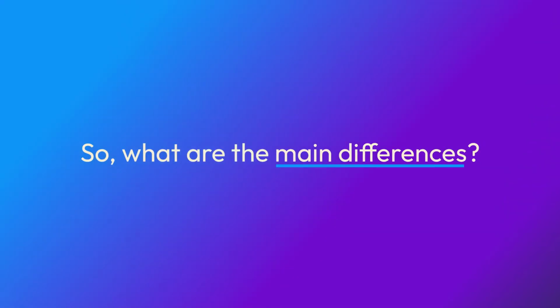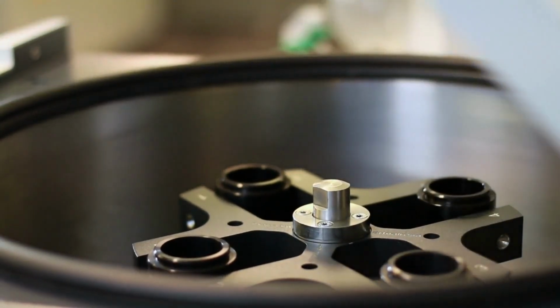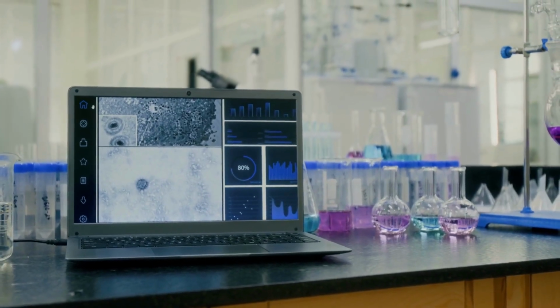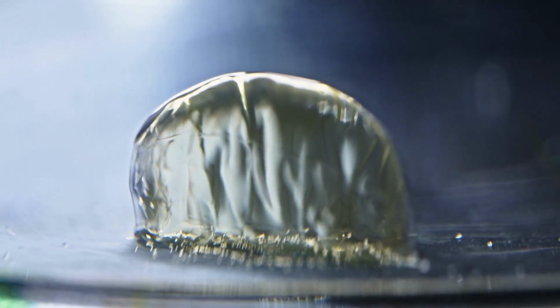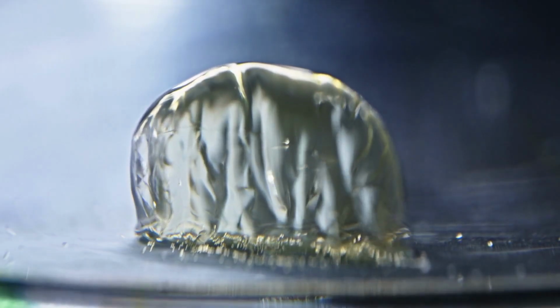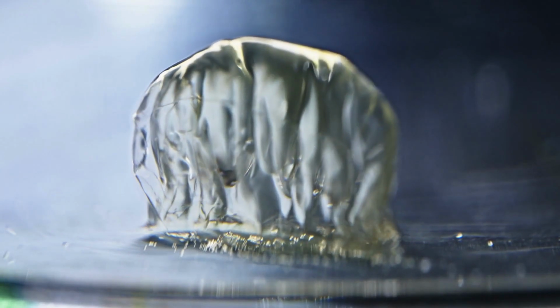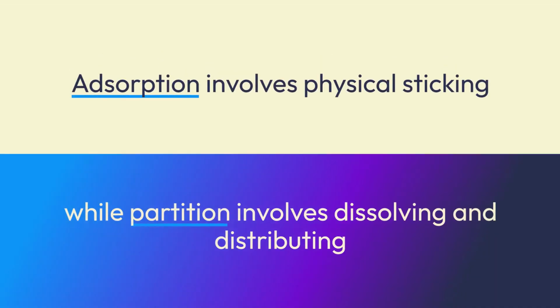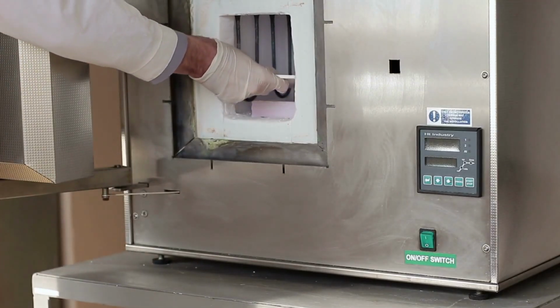So, what are the main differences? In adsorption chromatography, the stationary phase is a solid, and separation relies on surface adsorption. Molecules stick to the surface. In partition chromatography, the stationary phase is a liquid, often coated on a solid, and separation relies on the differing solubilities of compounds between two liquid phases. Adsorption involves physical sticking, while partition involves dissolving and distributing. The interactions are fundamentally different.